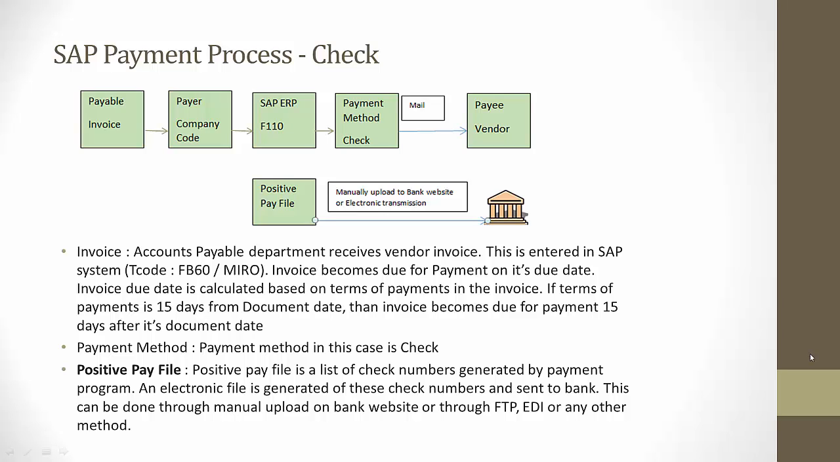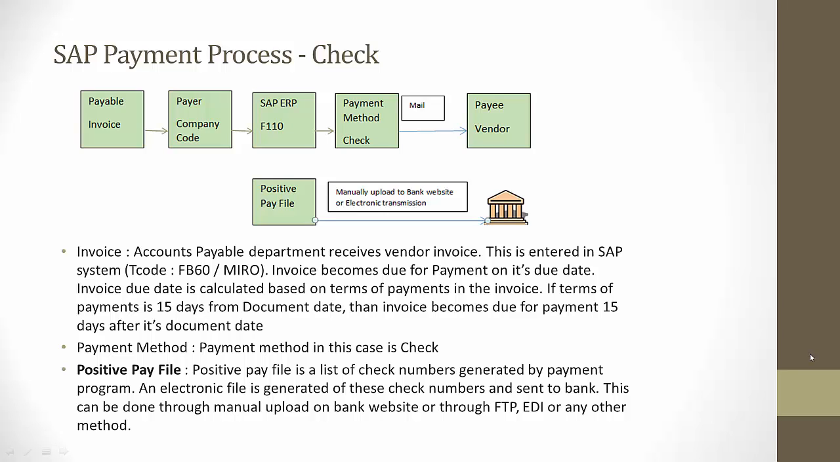The next step will be to generate the payment media. Again, the payment media is generated by the payment program. When the payment method is check, payment program will print the checks. These checks are then couriered to the vendor.